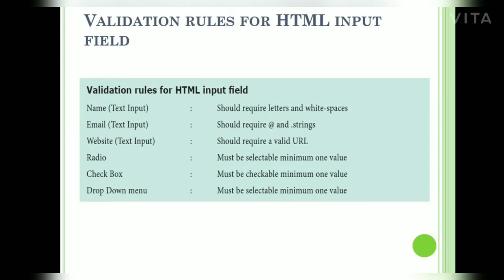Validation rules for HTML input field. For example, for the text input, we can give the validation process like should require letters and white spaces. For email, should require @ and dot strings. For website, it should require a valid URL. For radio button, must be selectable minimum one value. For checkbox, must be checkable minimum one value. For drop down list box, must be selectable minimum one value. Like this, we can validate the input from the client side.